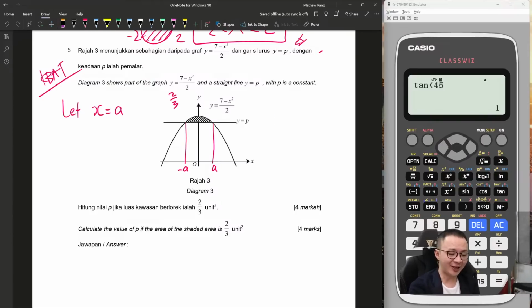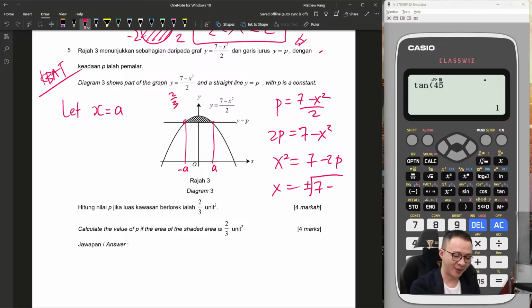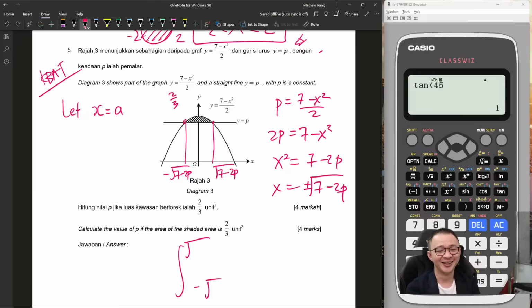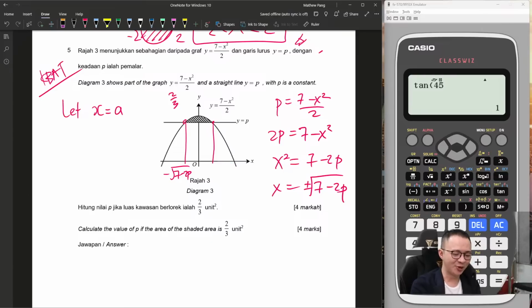If you want to find x, you can just substitute p into that. p equals 7 minus x squared over 2. Then 2p equals 7 minus x squared. Then x squared equals 7 minus 2p. Then x equals plus or minus the square root of 7 minus 2p. Then you need to write a very weird thing here, which is negative square root of 7 minus 2p, and here is positive square root of 7 minus 2p. And when you do the integration, you still need to write some square root thing here. It's not so friendly. So I would recommend you use a and negative a, to make our life easier.